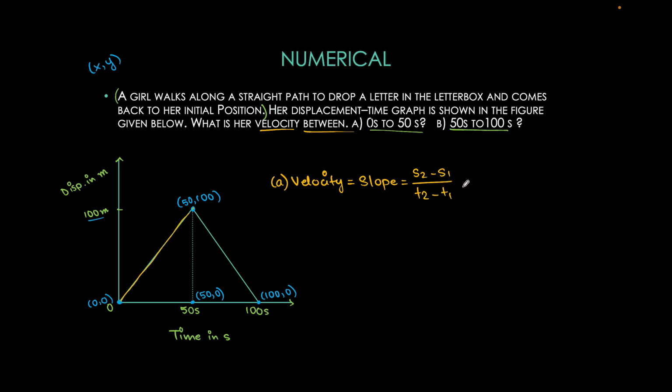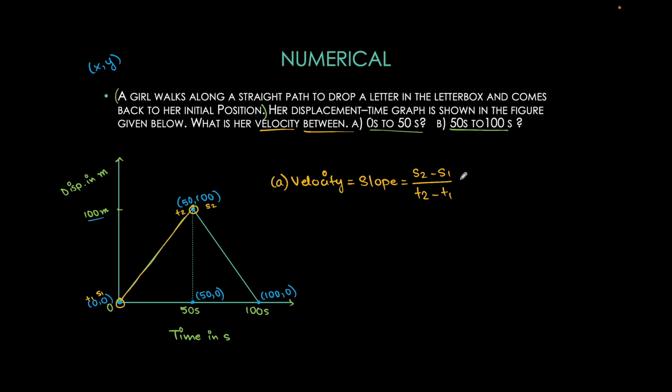So don't get confused with s2 and s1. s2 is basically the final position, s1 is the initial position, t2 is the time taken to reach the final position, and t1 is from where the girl has started, right? In this case, the girl started from this point and has reached this point. So we can write that this 100 will be s2 and this will be s1. This is the final position, this is the initial position. Similarly, this is the final time and this is the initial time.